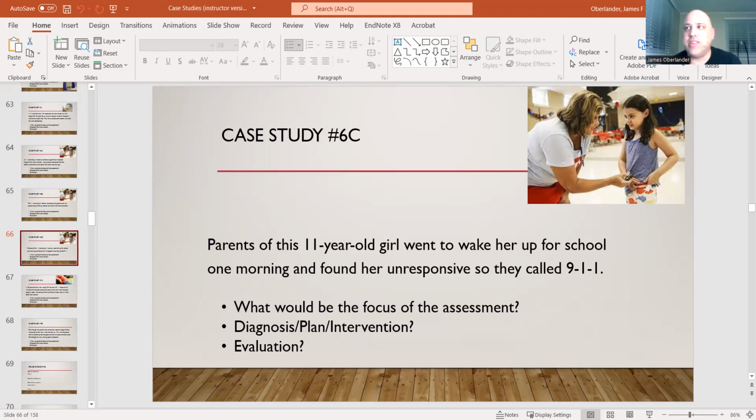I have some people in the chat window who are giving a different answer here. Like I said, this could be DKA, this could be hypoglycemia. If it is DKA, then yeah, insulin would help. But if it's hypoglycemia, and I didn't say you knew what it was, I said you were treating this person, they are unresponsive. If you give them insulin, you kill them, possibly.